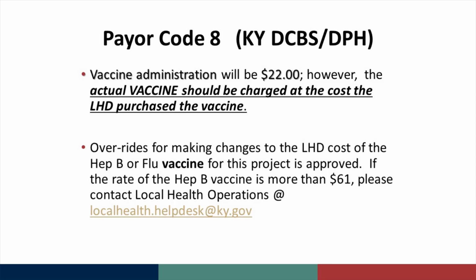So the administration of the FAST vaccine shall be charged at $22, but you should charge at least what you paid for the vaccine. Overrides for making changes to the local health department cost of the Hep B or flu vaccine for this project is approved. If the rate of the Hep B vaccine is greater than $61, please contact Local Health Operations Branch at localhealth.helpdesk@ky.gov.